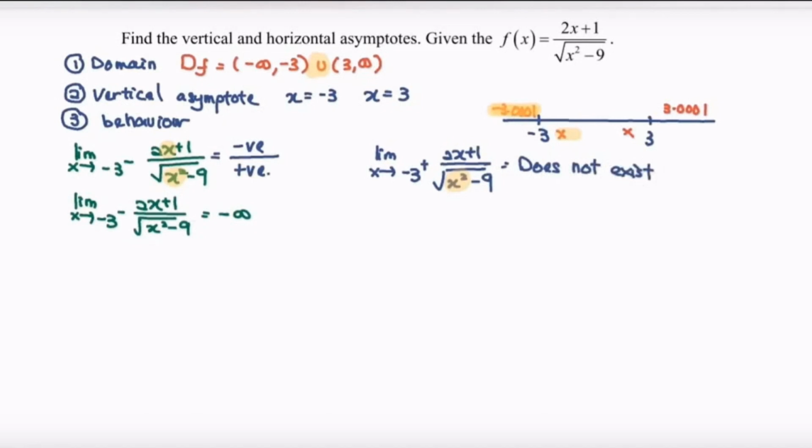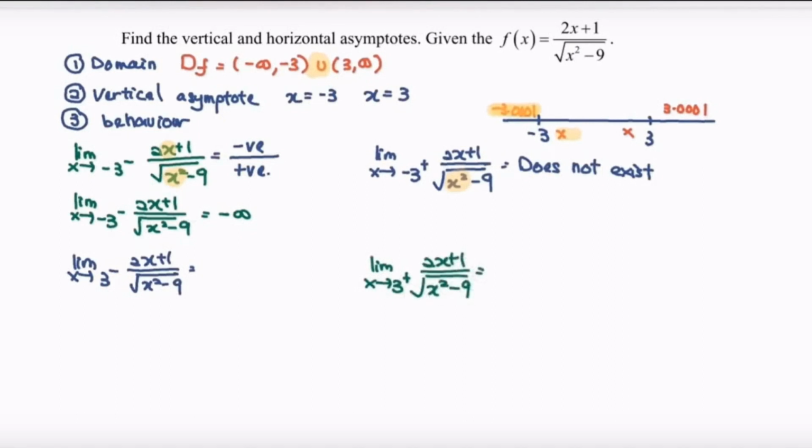So here we have the situation. Now we're going to discuss the behavior as x approaches 3. First, the limit when x approaches 3 from the left for the function (2x + 1) over the square root of (x squared minus 9). Next case, the limit when x approaches 3 from the right for the function.